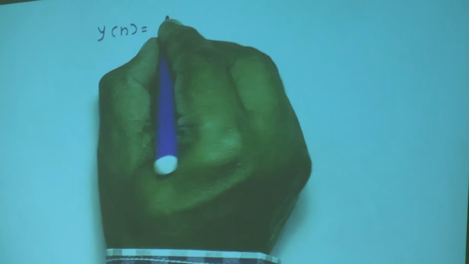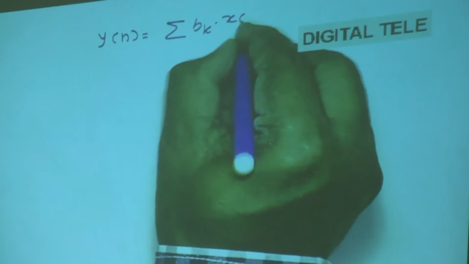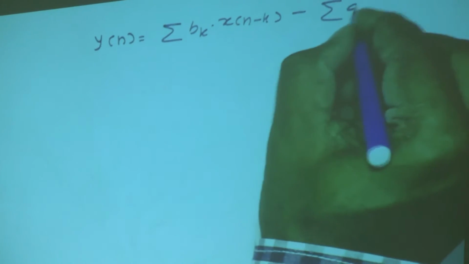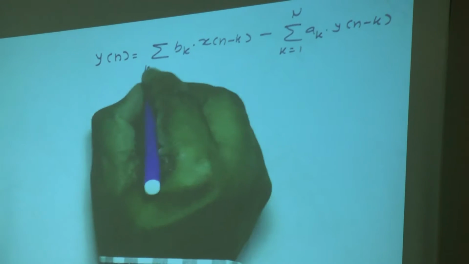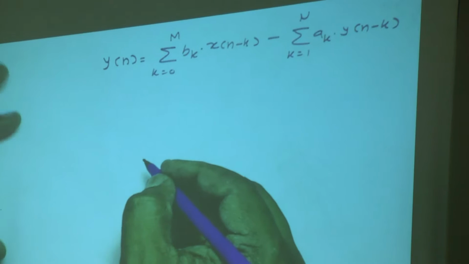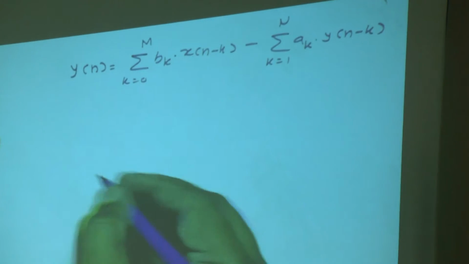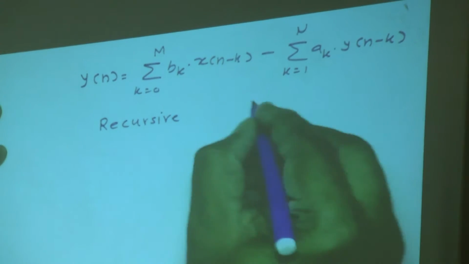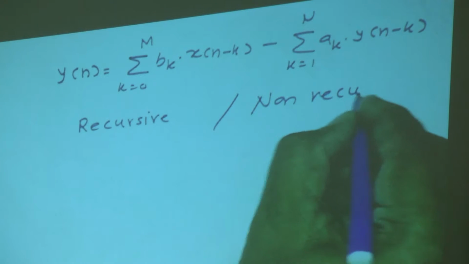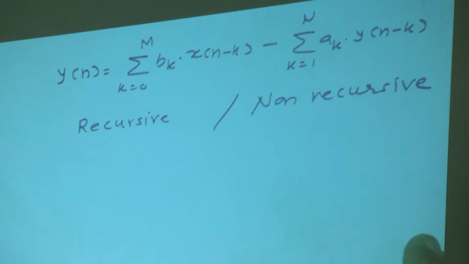The same systems can be classified in one more way. So y of n is equal to the summation of b_k times x of n minus k, minus the summation of a_k times y of n minus k, k going from 1 to n, k going from 0 to m. This is a difference equation that governs an LTI system. These systems can be classified as recursive and non-recursive.